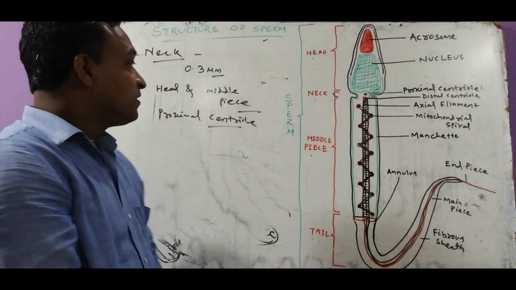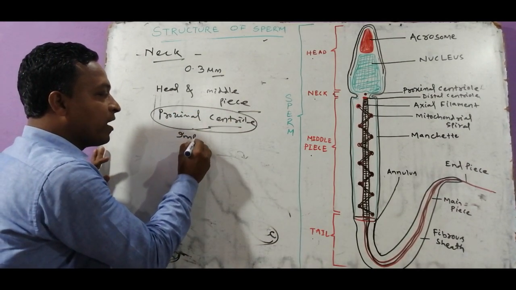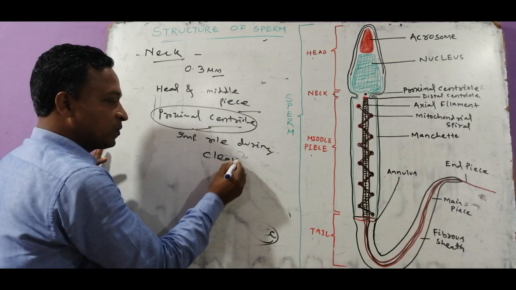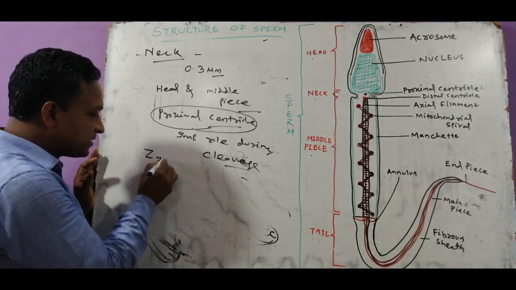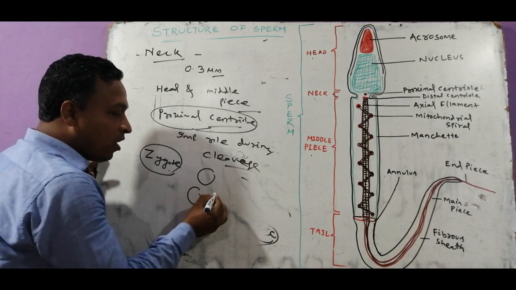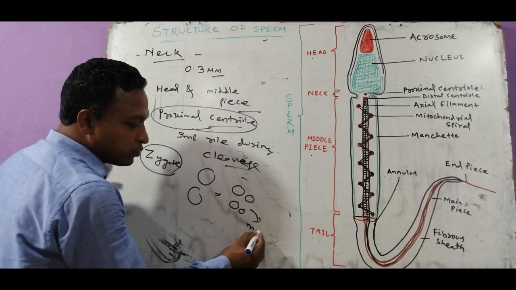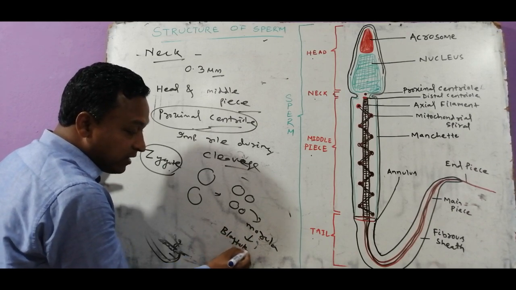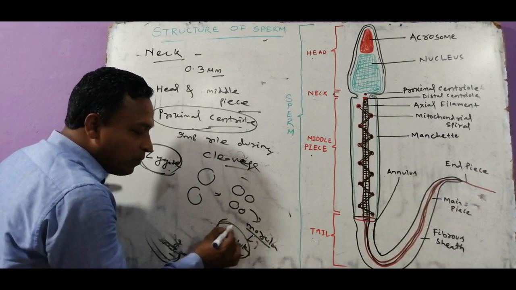The proximal centriole plays an important role during cleavage. After fertilization, the zygote is formed. When the zygote divides into two cells, then four cells, after that it produces the morula, and after that the blastula. This is called cleavage.